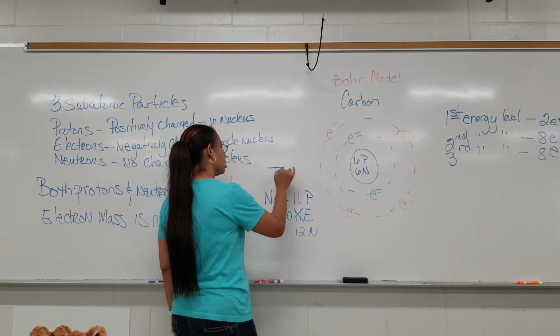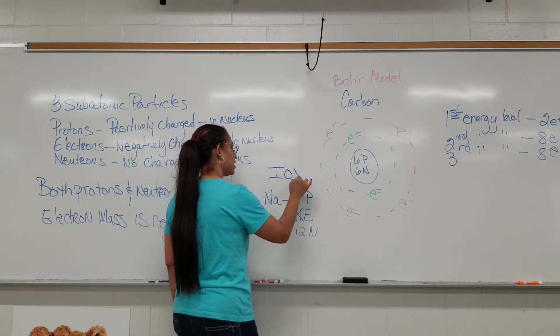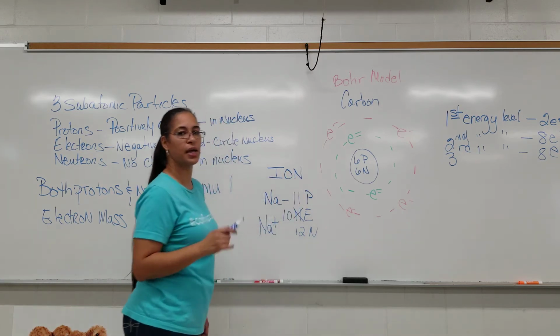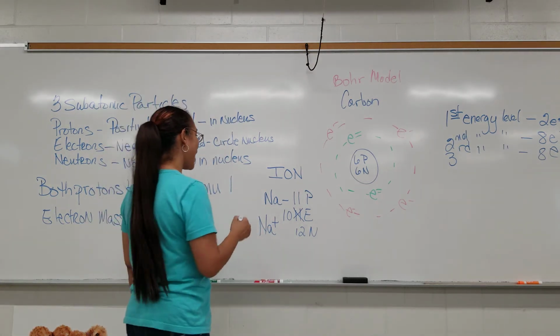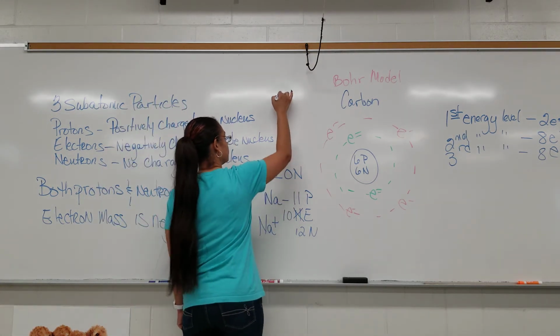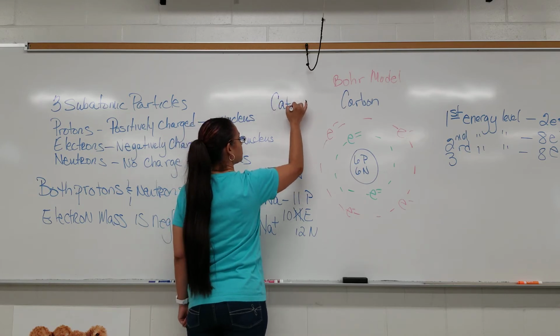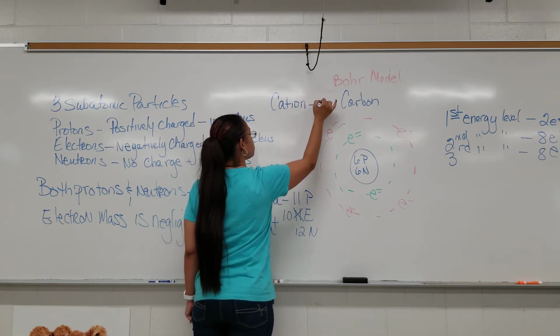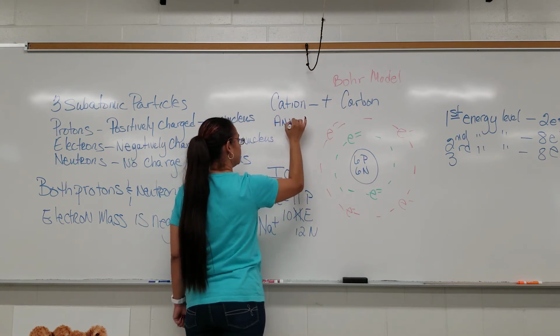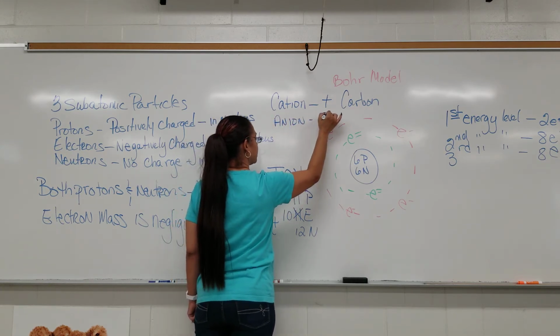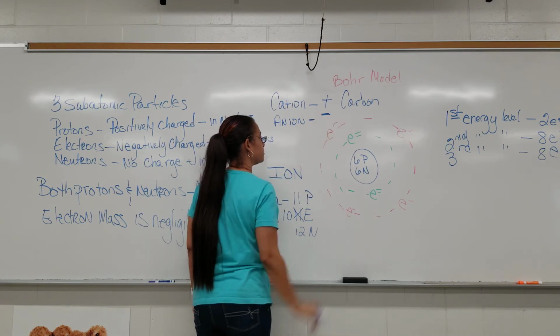This is called an ion. So an ion is a charged particle. Now, a cation is a positively charged particle, and an anion is a negatively charged particle.